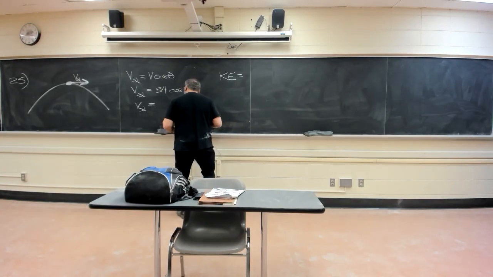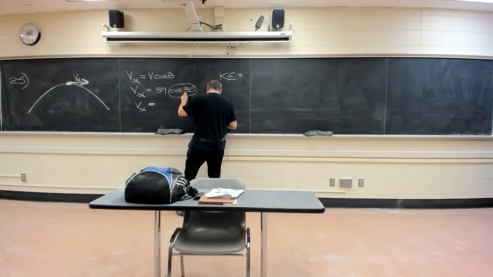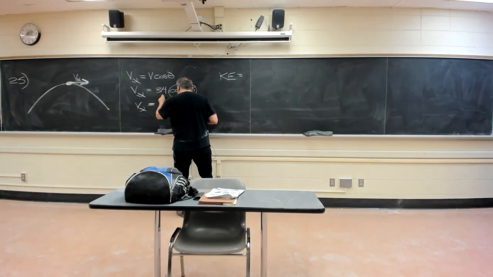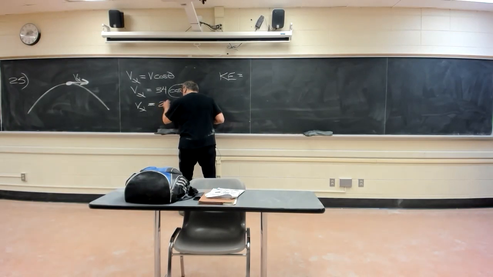But let's go with this. So basically, indeed, the cosine of 30 degrees is the square root of 3 over 2. Square root of 3 over 2 times 34 is 17 times the square root of 3, and that comes out to 29.44. Okay.